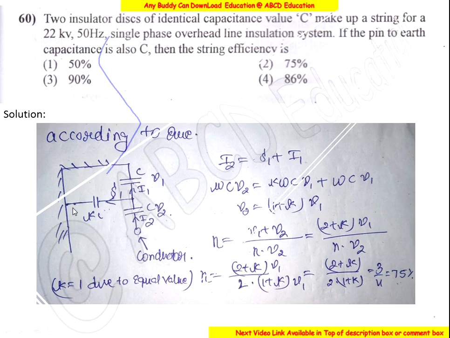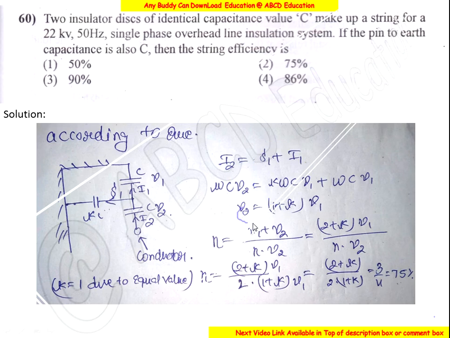This is the arrangement as mentioned in the question. Now we take this as the V1 voltage and this as the V2 voltage. This is the I2 current, which is divided into two components, I1 and I1. Now I2 equals I1 as per the nodal analysis.